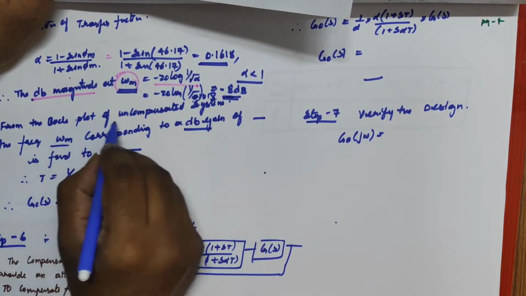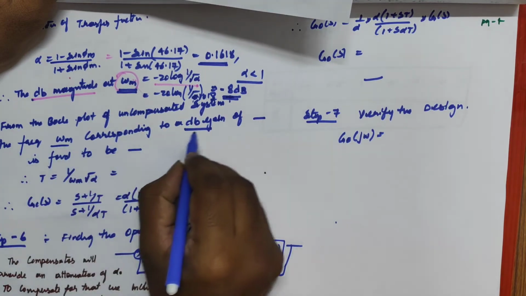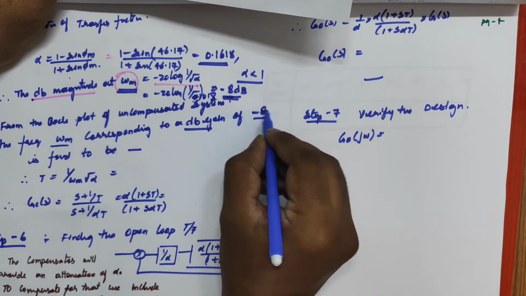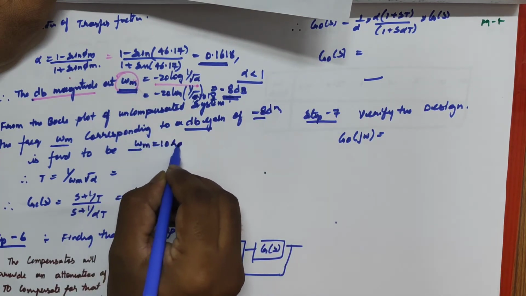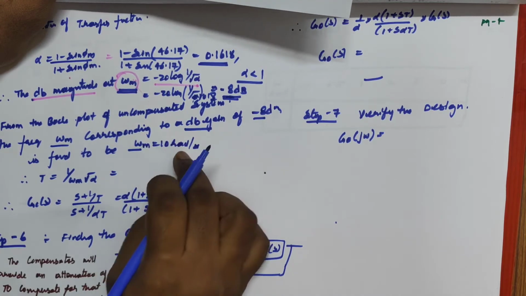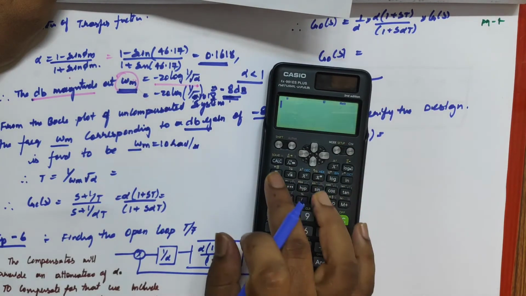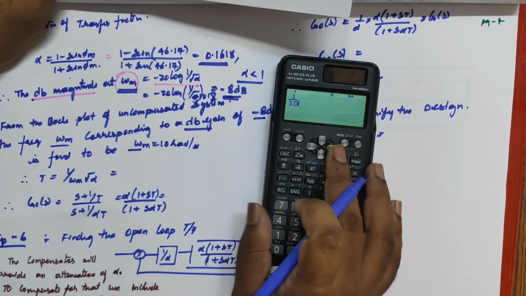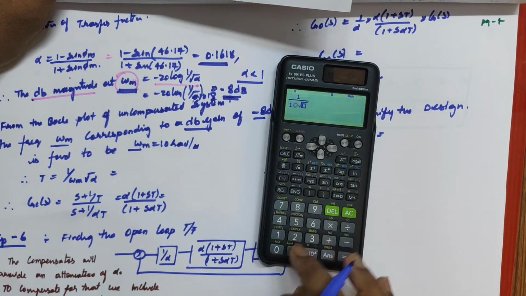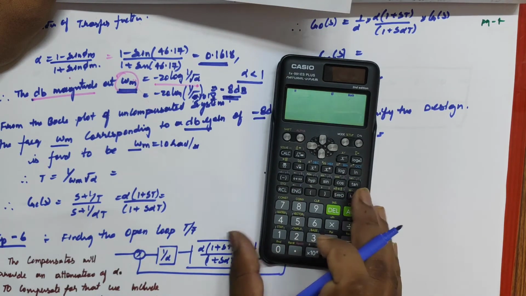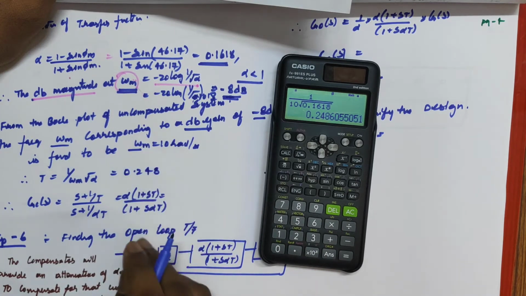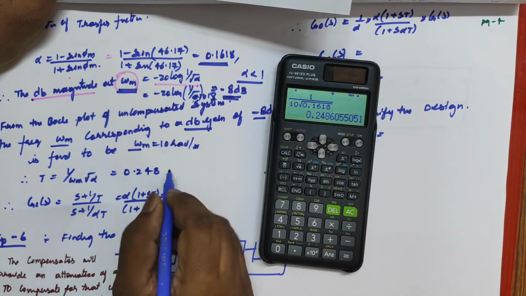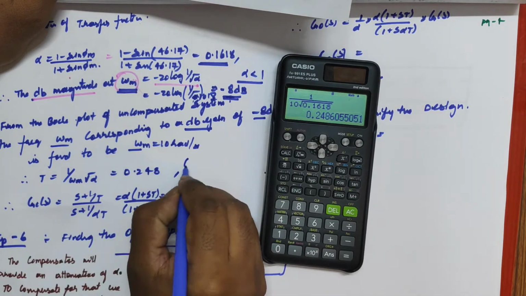So we find the omega m value, right? From the Bode plot of the uncompensated system, the frequency omega m corresponding to a dB gain of minus 8 dB, we found to be 10 radians per second. After getting this value 10, we'll find the T value. With omega m equal to 10 and alpha 0.1618, I obtained the T value of 0.248.